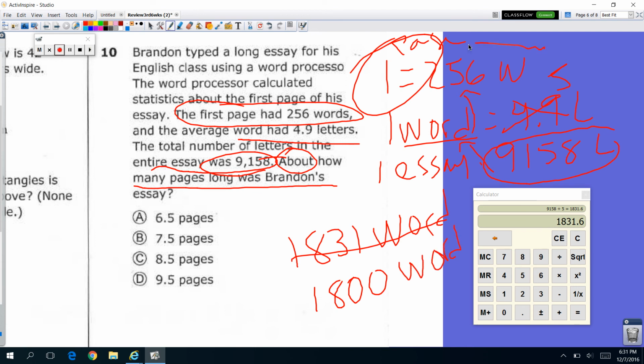And I know that one page is 256. One page is 256 words. So that tells me that I could just divide the 1,800 by 256. Instead of 256, I'm going to say 250 because I'm rounding. So that gives me 7.2 pages. At closest would be B, 7.5. This is the way we round it. So that's number 10.